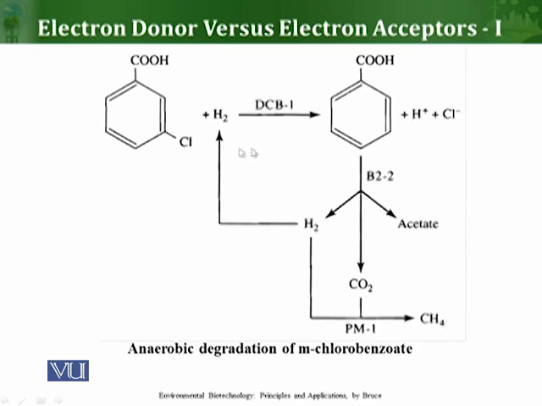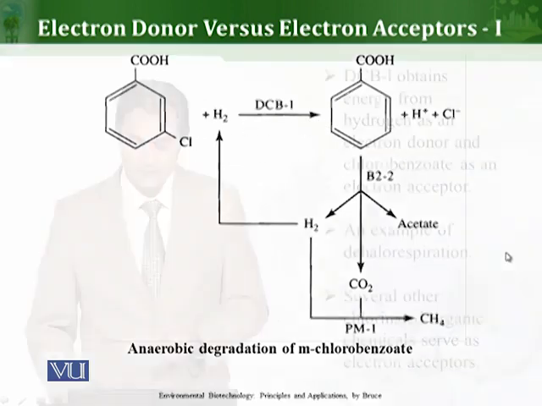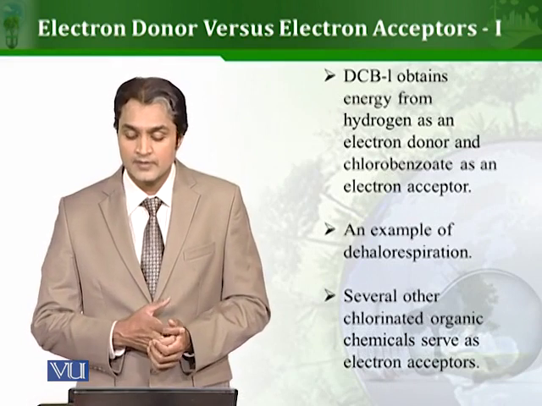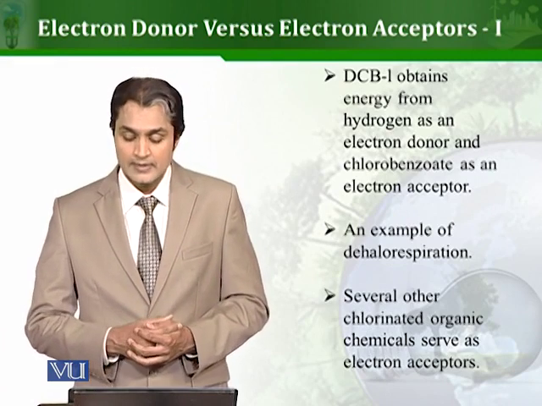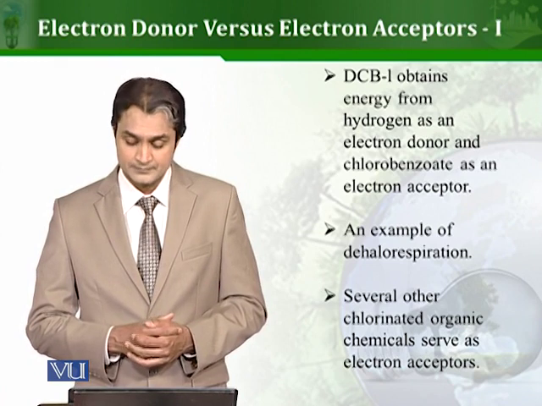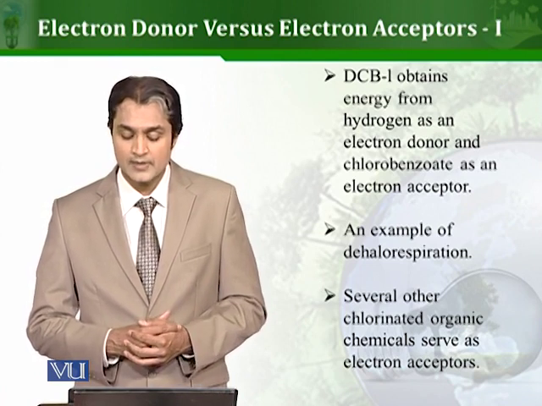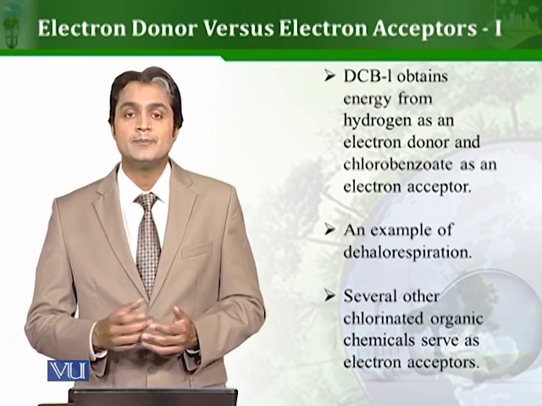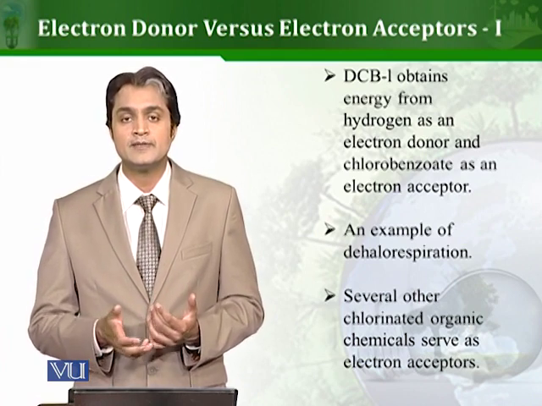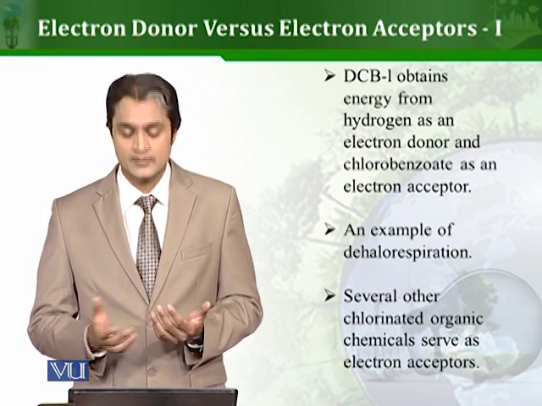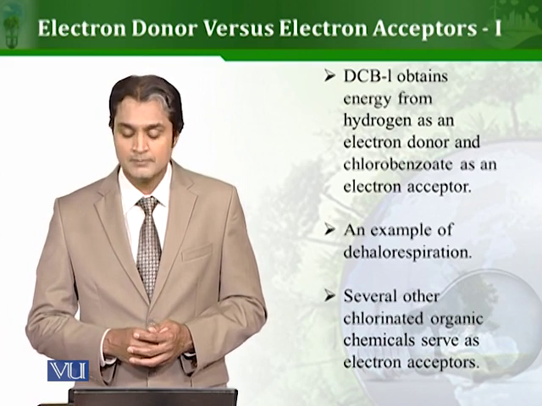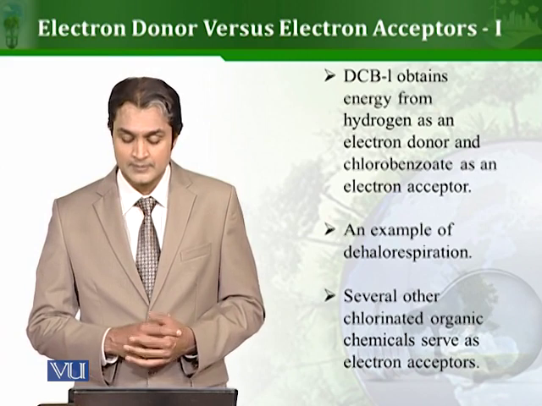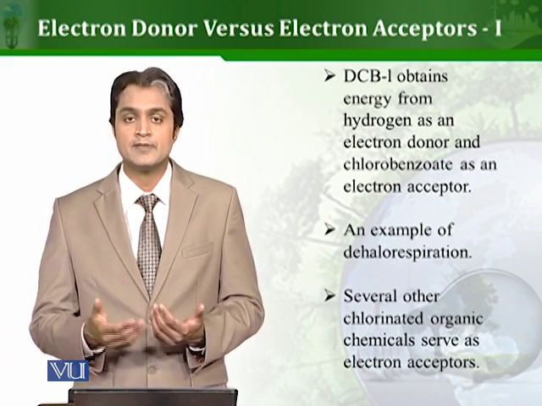And you can see here different molecules in different reactions serve as electron donors and acceptors. Now the strain DCB1 is obtaining energy from hydrogen, which is acting as the electron donor in this particular example, and chlorobenzoate is acting as the electron acceptor. This example can be called an example of dehalorespiration. Basically respiration is happening, but oxygen is not involved as such, and dehalogenation is also happening, so it can be called dehalorespiration. There are so many other chlorinated organic compounds as well which are known to serve as electron acceptors, so those can also be biodegraded in this fashion.